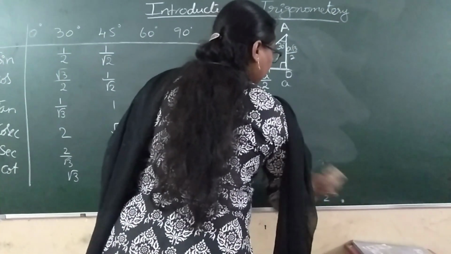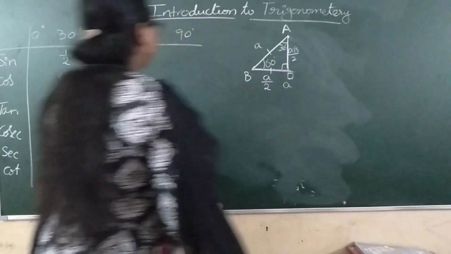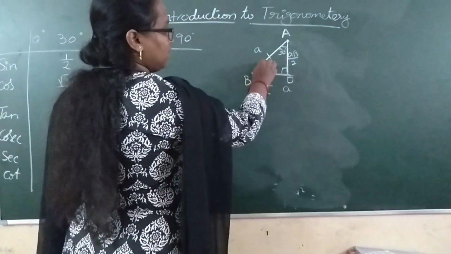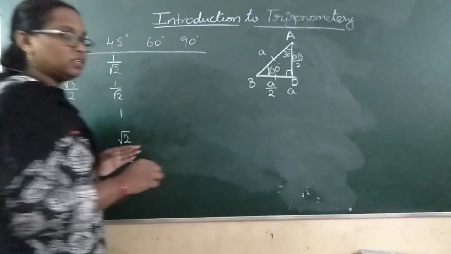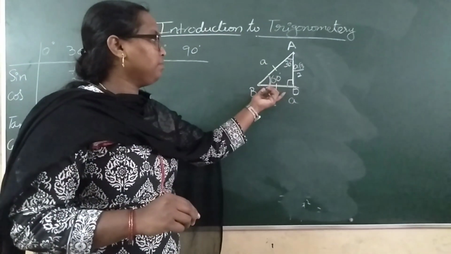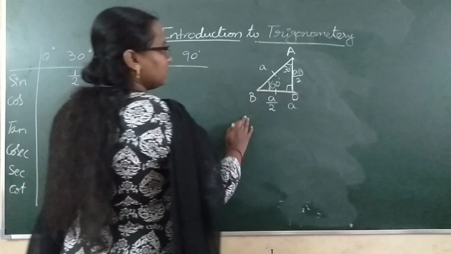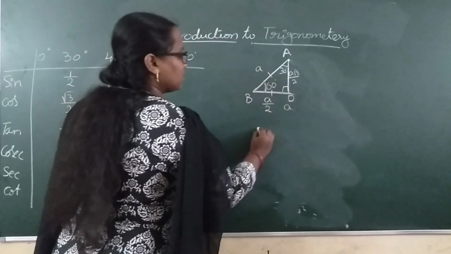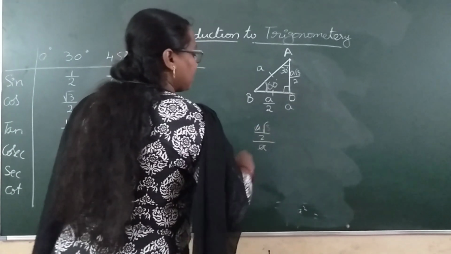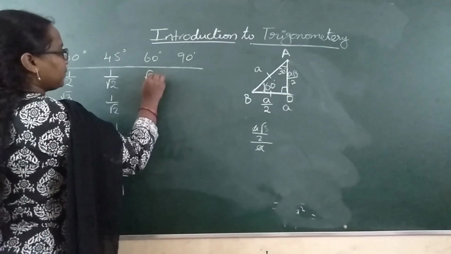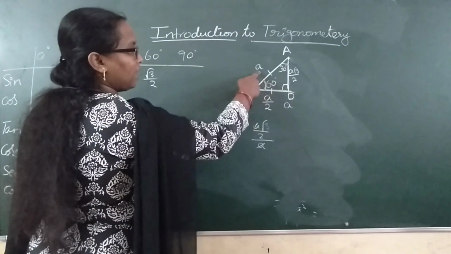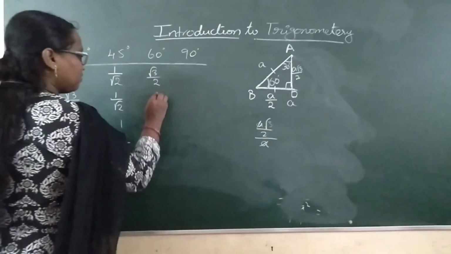Now let me go with this, and this is one analysis. How do I use that? Now 60 degree I am taking. With respect to this angle, I am going to change the sides. So for 60 degree, the opposite side will become AD, adjacent will become BD. So now sin 60. Sin 60 means opposite by hypotenuse. So A root 3 by 2 by A. A will get cancelled. What is left? Root 3 by 2. Similarly, cos 60 is adjacent by hypotenuse. Again A will get cancelled. What is left? 1 by 2.